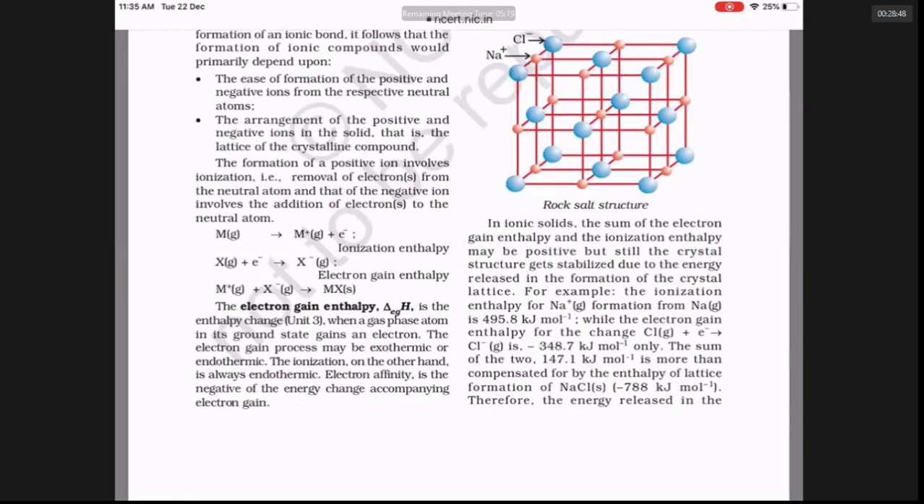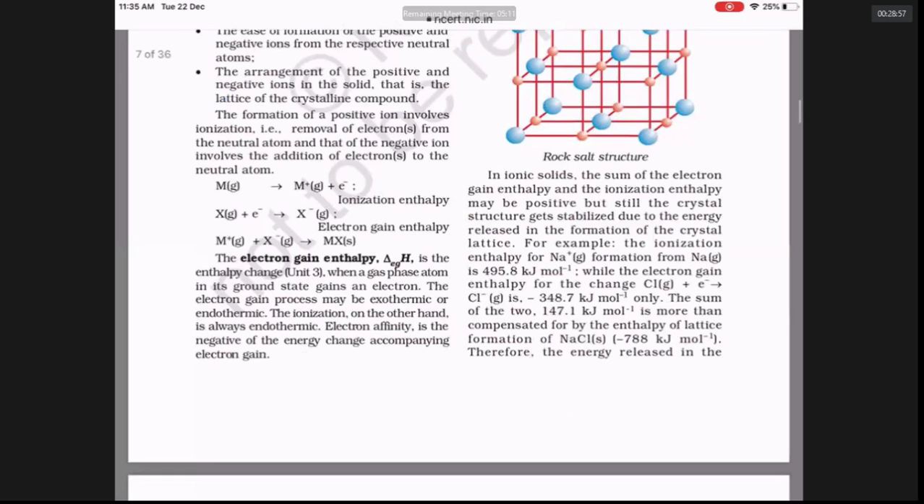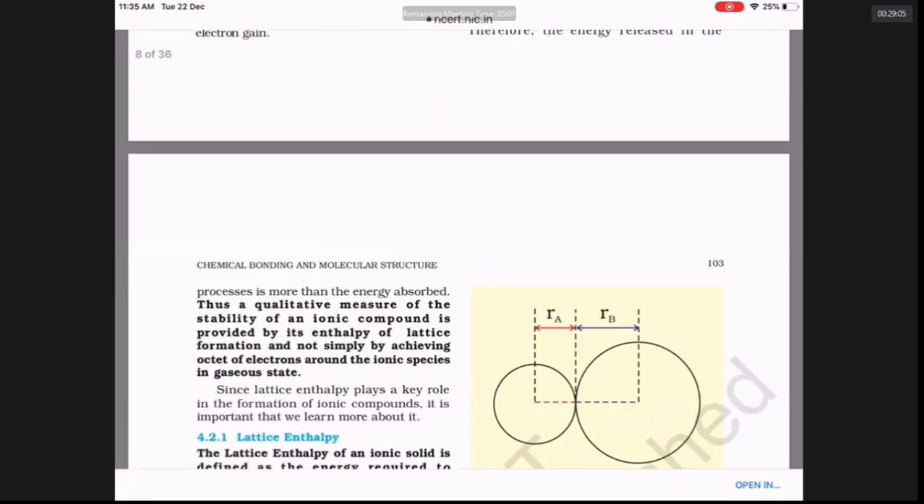Whenever 1 mole of oppositely charged gaseous ions come together to make solid crystal, energy released is called lattice energy. For NaCl, lattice energy is minus 788 kilojoules. Lattice energy can also be defined as the amount of energy required to break down a solid crystal completely into gaseous ions.